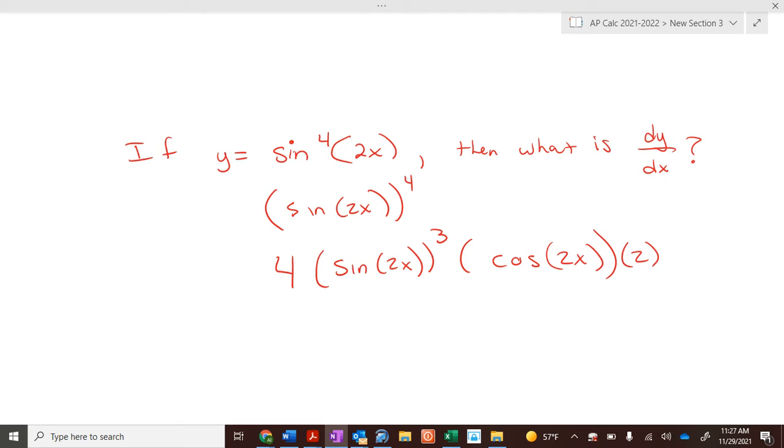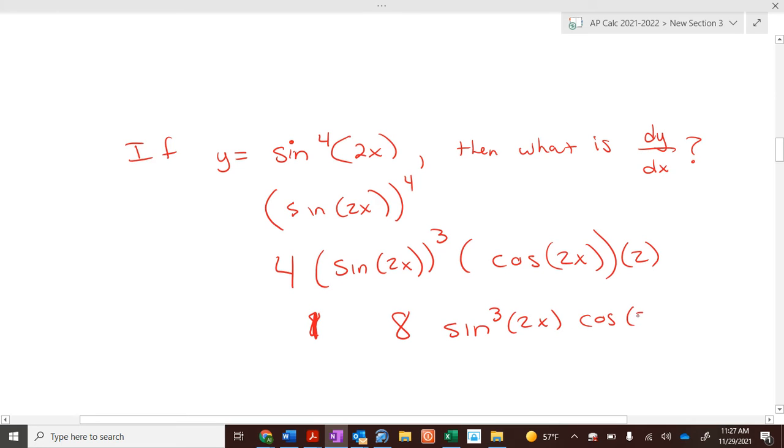Okay, so then it is 8 sine cubed of 2x cosine of 2x.